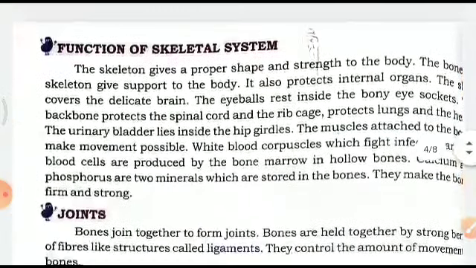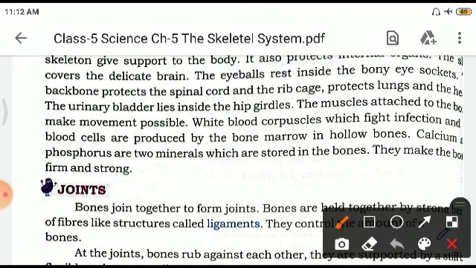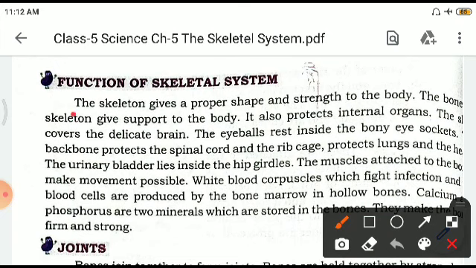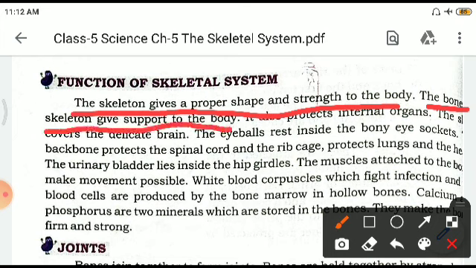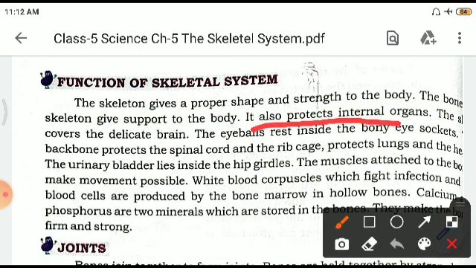Now, the functions of the skeletal system. The skeleton gives a proper shape and strength to the body. This is the first function. Please underline this. The skeleton gives proper shape and support to the body. This is the first one. Then the second, the bones of the skeleton give support to the body. Now the third one, it also protects the internal organs.